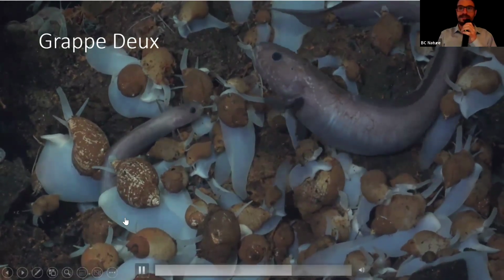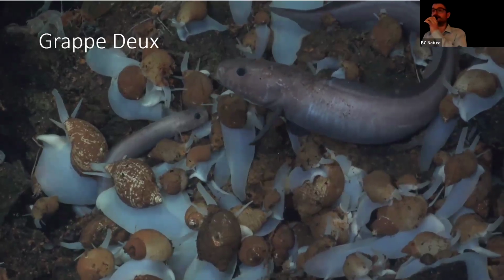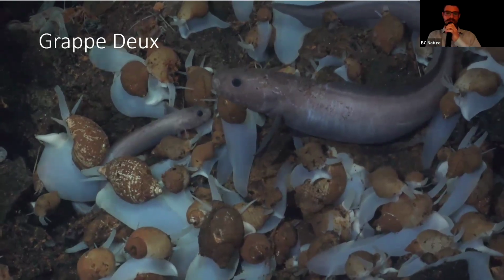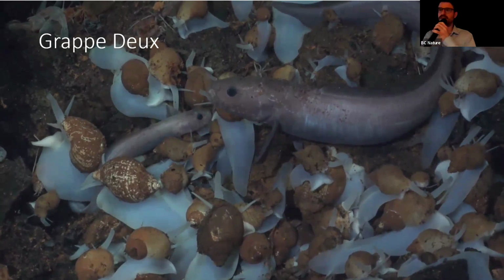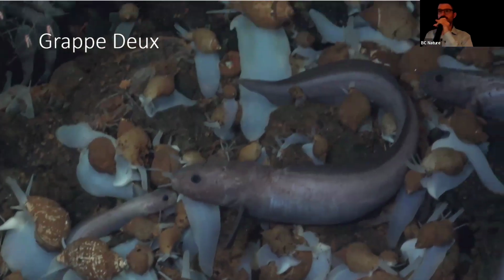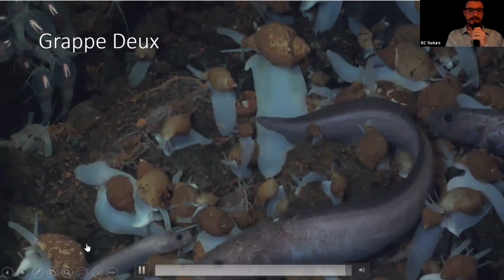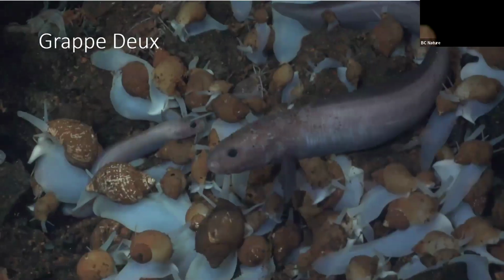So that big, how long would that be? The snail? Not the snail. Oh, the eel. Difficult to tell. I would say about 30 centimeters, more or less. The snails are not that big. What are the snails feeding on? That's a good question. We don't know. We don't know what they are eating.